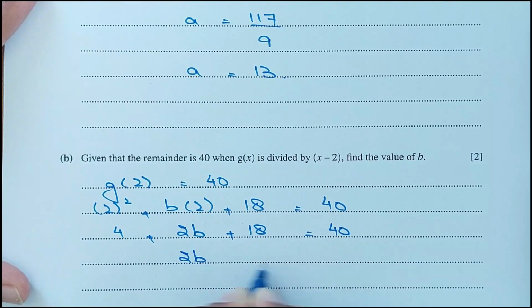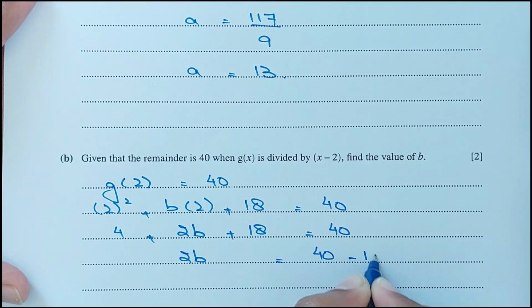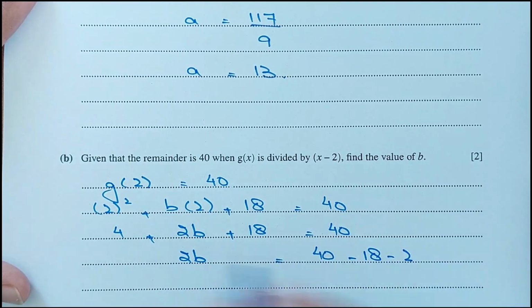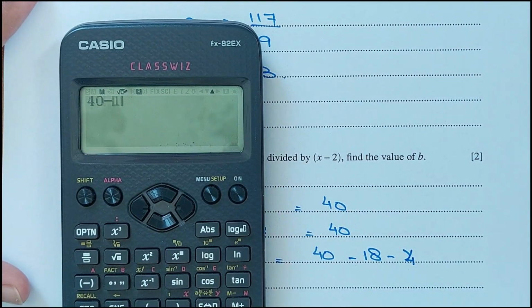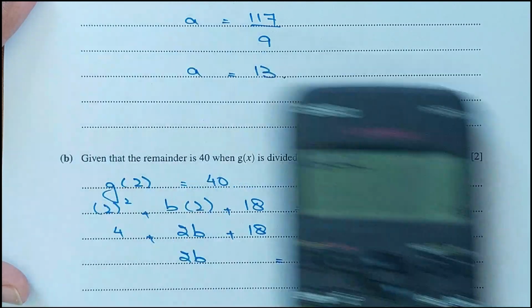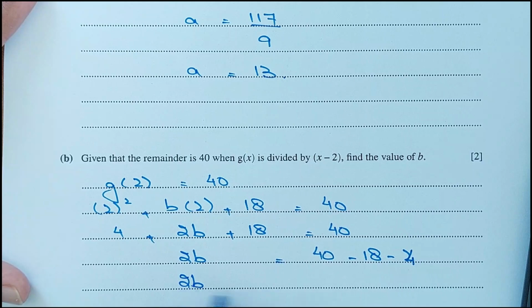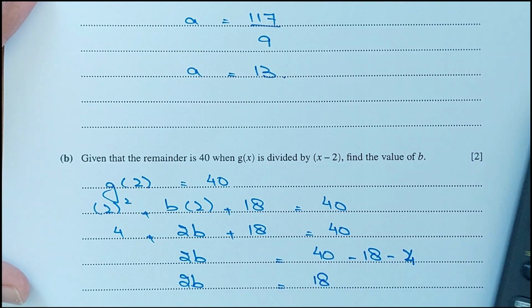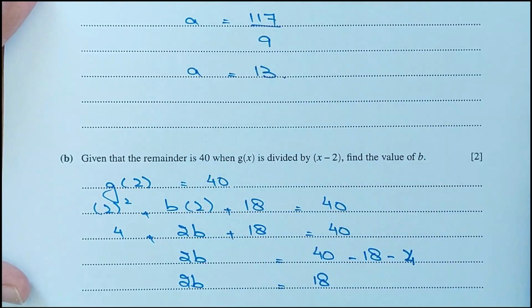So 2b would be 40 minus 18 minus 4. So 2b equals 18. 18 divided by 2, the value of b is 9.